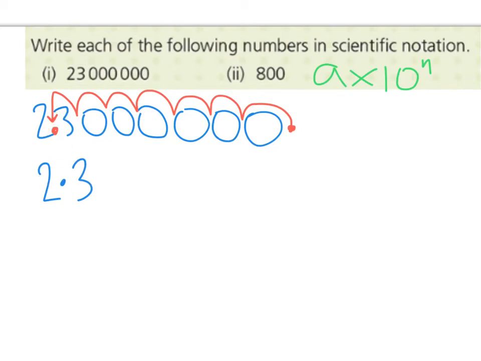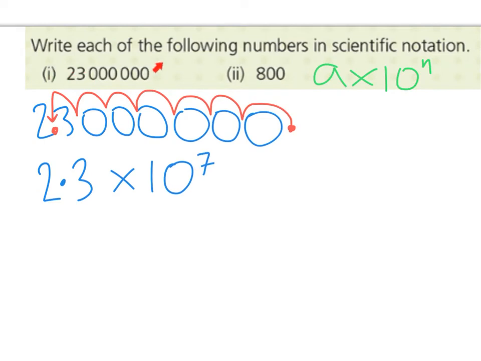So 2.3 represents the a, and it is some number in between 1 and 10. So next we have our multiplication symbol, and then we're going to have 10 to the power of something. To figure out what that something is, we have to see how many places we moved the decimal. It started here at the back and we went 1, 2, 3, 4, 5, 6, 7. So this becomes 10 to the power of 7.